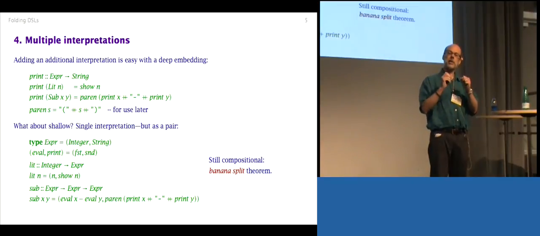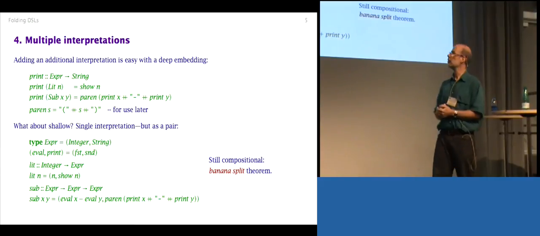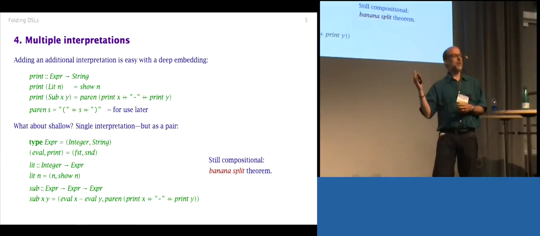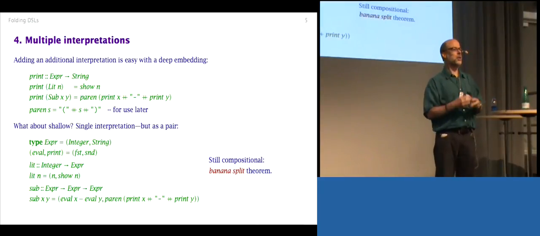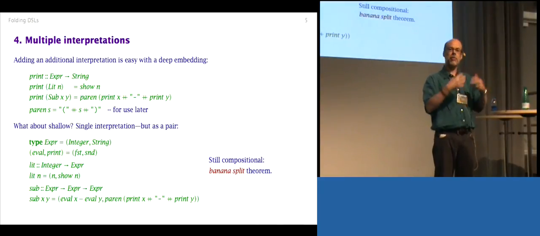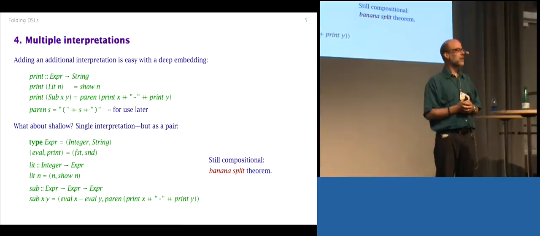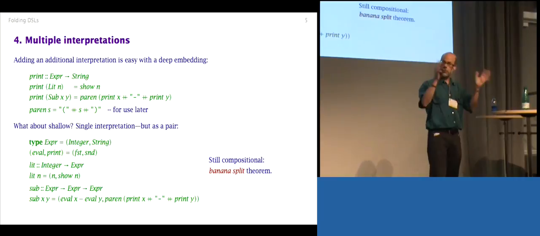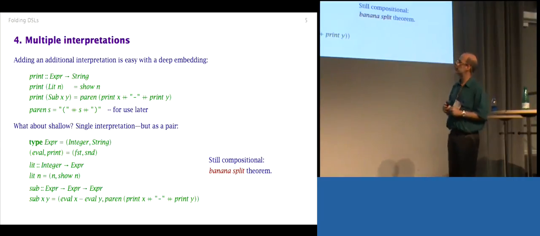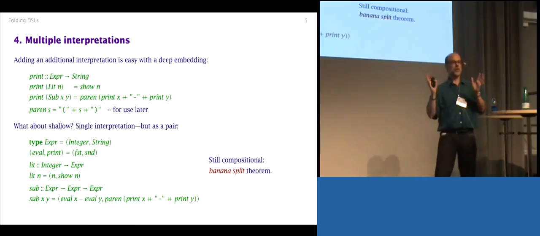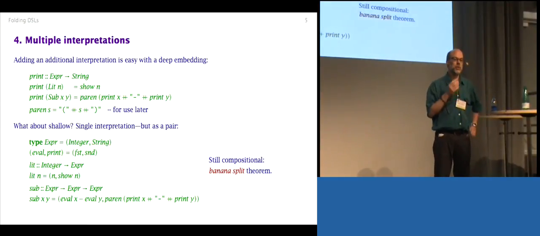So now my semantic domain is pairs consisting of integers and strings, and literals is a pair consisting of an integer and string, and subtraction is done in terms of integer and string pairs. And I knew this. I didn't know that I knew this about shallow embeddings, but I knew this about folds. Two folds, a pair of folds, working independently like this, is itself a fold. That's commonly known as the banana split theorem from the algebra of programming. Banana because of the banana brackets for folds in the 1980s fashion, and split because that's the thing that generates a pair using two different functions.